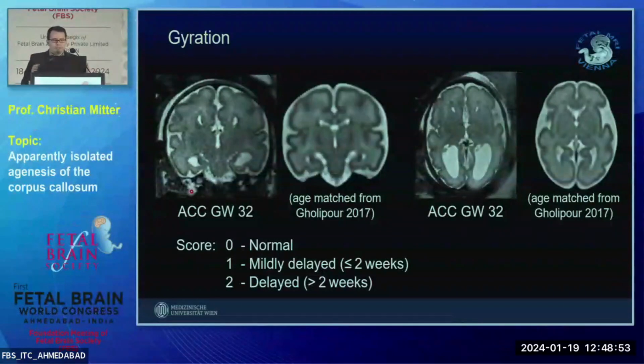If duration is normal, we score it as 0. If it is mildly delayed, up to 2 weeks, we would score it as 1. And if it is severely delayed, more than 2 weeks, we would score it as 2.